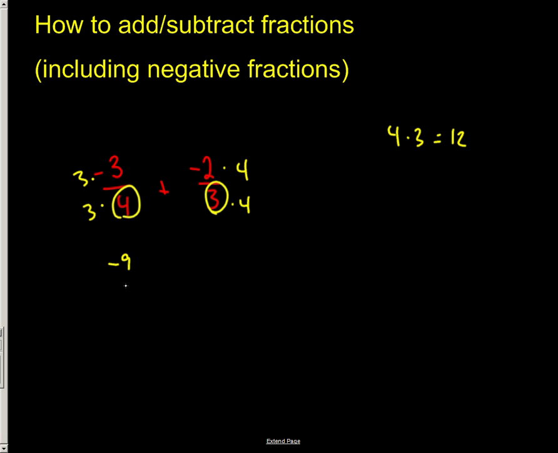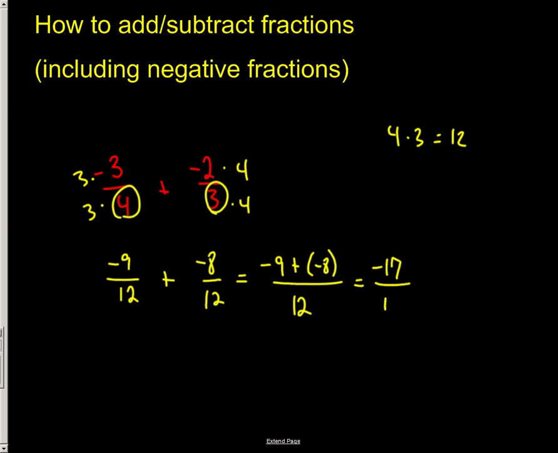Remember, that's 3 times -3, so it's -9. And 3 times 4 is 12. Over here, 4 times -2 is -8. And 3 times 4 is 12. And that sets up this situation. We're going to be adding the -9 to the -8. I'll put that -8 in parentheses there just to help you see it's negative. And since they have the same signs, we just add them and keep the sign in front of it the same. There we go.